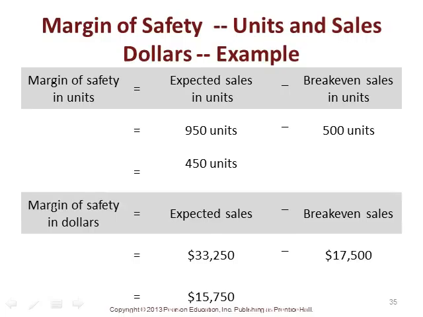And so this is just an example where the margin of safety in units, if we have expected sales in units of 950 and break-even sales of 500 units, is 450 units. If we have expected sales in dollars of $33,250, but we need break-even sales of $17,500, we have a margin of safety in dollars of $15,750.